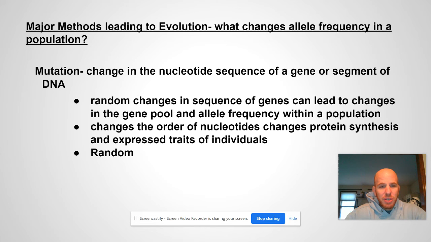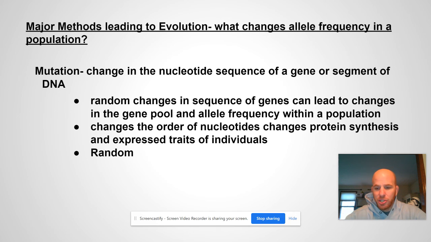Last one is another one we've talked about, mutations. Remember, mutations can be good, they can be bad. But either way, they will change the allele frequency. If a mutation is good, then it's going to lead to higher fitness of an individual. That individual can reproduce and will probably pass on that mutation. So that can change the allele frequency in the population.